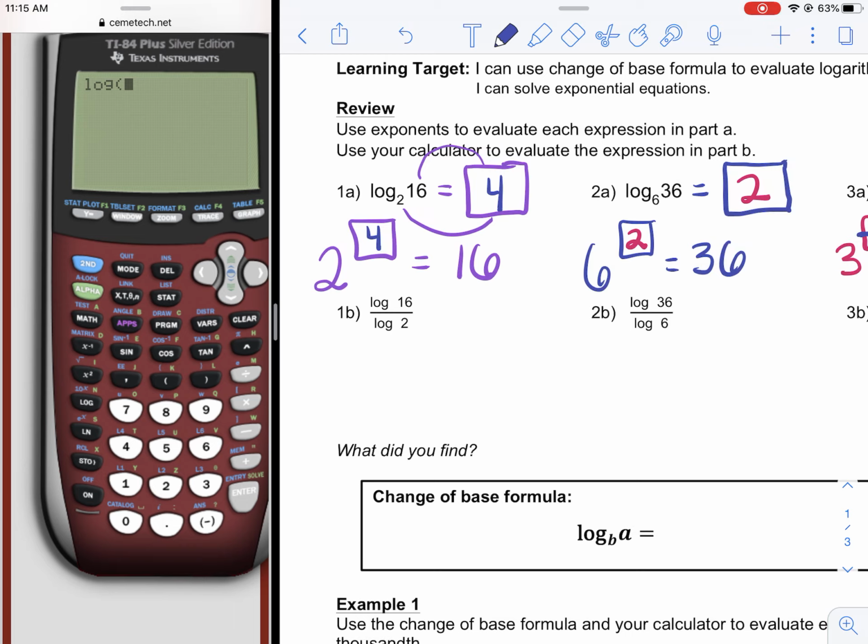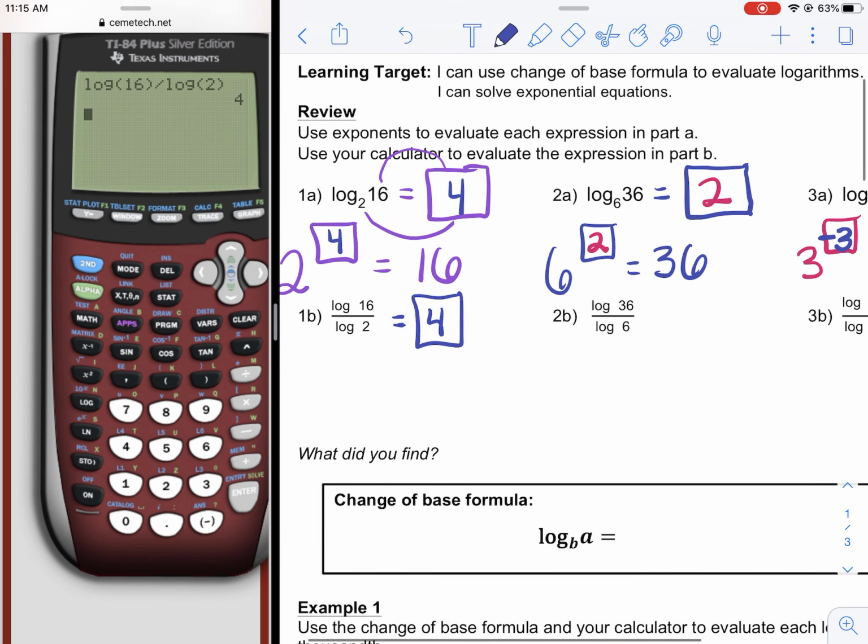And now for part B, 1B, it says to divide log of 16. So hit the log button and then type in 16, close the parentheses, and then divide that by the common log of 2. And what you're going to notice if you hit enter is that you get the same answer that you got in part A. So log base 2 of 16 is equal to log of 16 divided by log of 2. Notice 16 is the argument, 2 is the base. So it's kind of a workaround. It's a way to specify the base, to use your calculator to evaluate a log that does not have a base of 10.